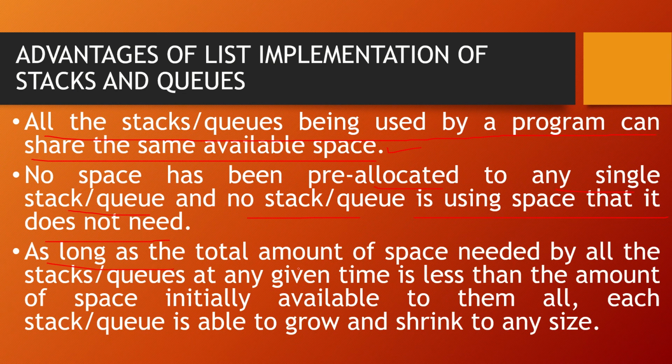As long as the total amount of space needed by all the stacks and queues at any given time is less than the amount of space initially available to them all, each stack and queue is able to grow and shrink to any size. That means any stack and queue can increase or decrease its size as much as it wants, as long as the memory initially available to all the stacks and queues is more than the memory required by them. So these are the three major advantages of linked list implementation of stacks and queues.